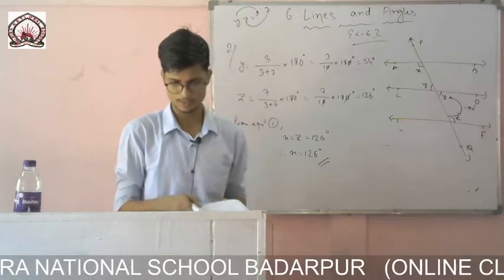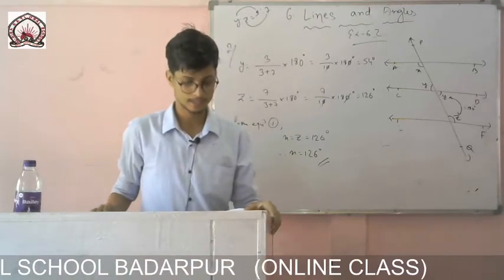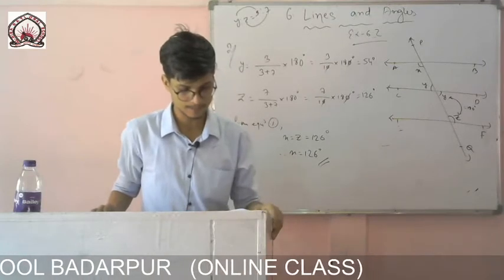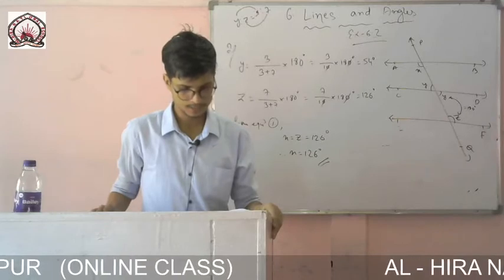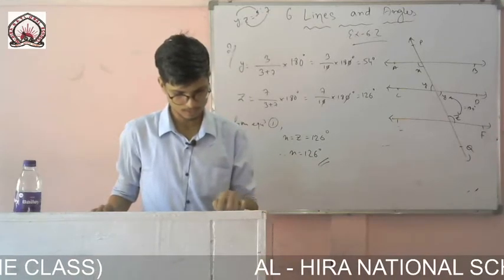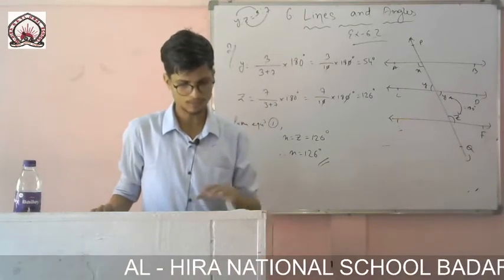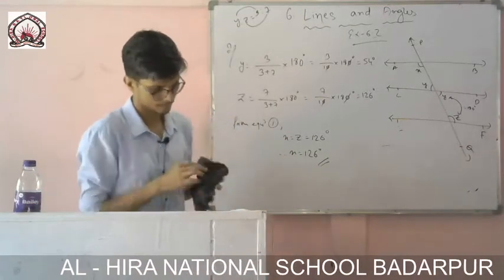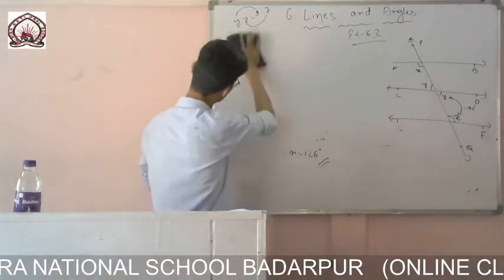Now question number 3. A figure is given and it is given like this: AB is parallel to CD, EF is perpendicular to CD, and angle GED is equal to 126. You have to find the angles AGE, GEF and FGE. Okay, so let me draw the figure, then I can do it.